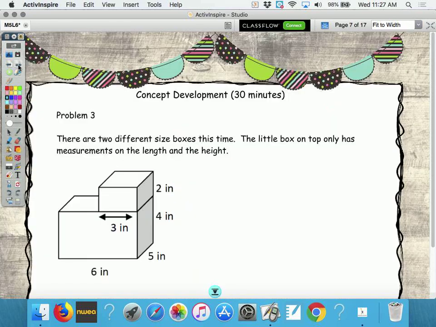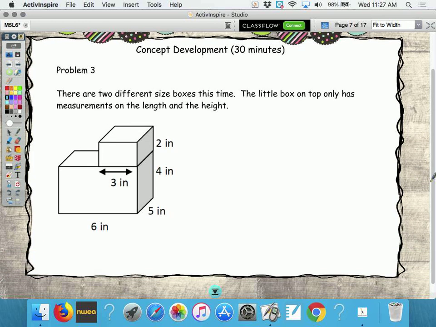Let's take a look at the next one. This is going to be fun. Okay, this time there are 2 different size boxes. Where should your eyes be? You got a couple of choices. The board or your paper, okay? The little box on top only has measurements on the length and the height. They did not include this measurement for the width. Talk with your table quietly.